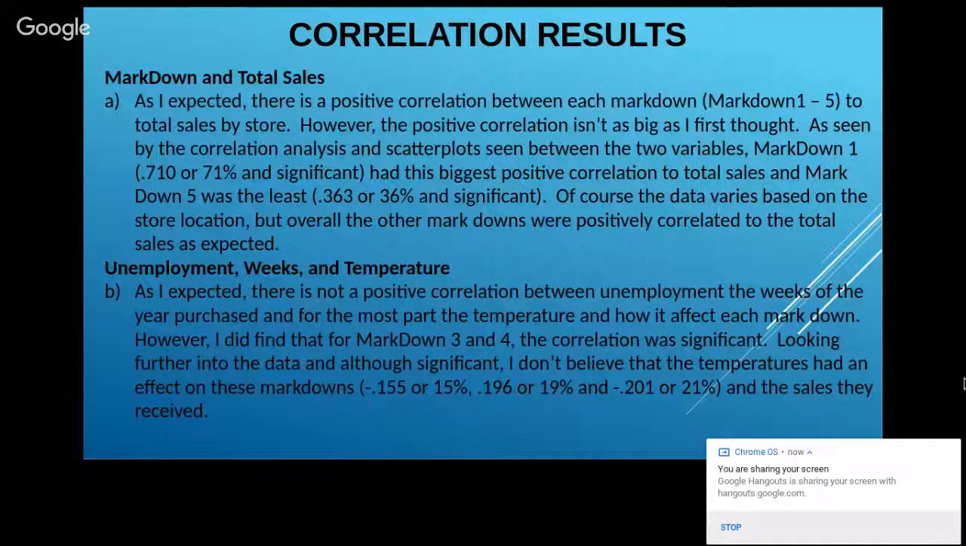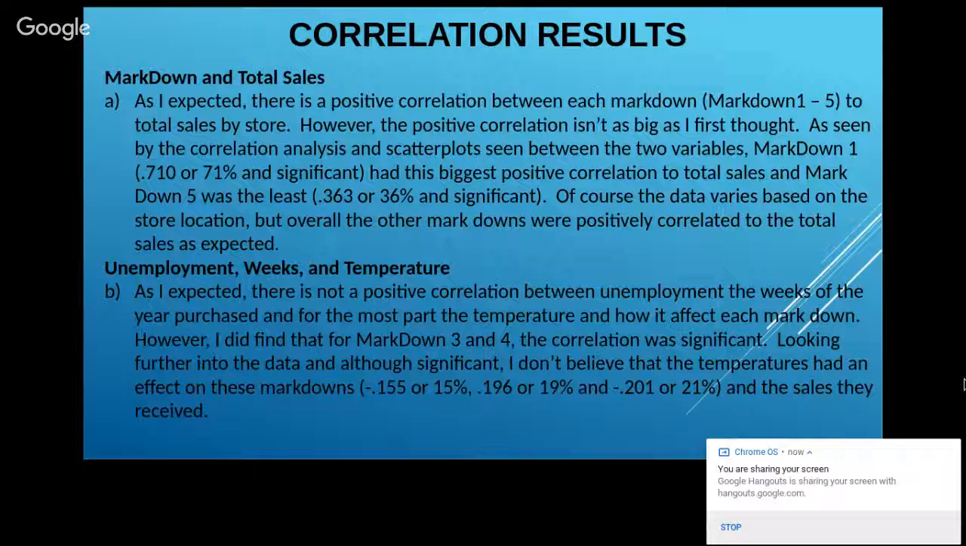To see the output through SPSS, please go to the backup slides at the end of the presentation, but my results are as follows. For markdown and total sales, as I expected, there's a positive correlation between each markdown and total sales by store. However, it wasn't as big as I thought. As seen by the correlation analysis and scatter plots between the two variables, markdown 1 was 71% and significant. It had the biggest positive correlation to total sales, and markdown 5 was the least at 36%.